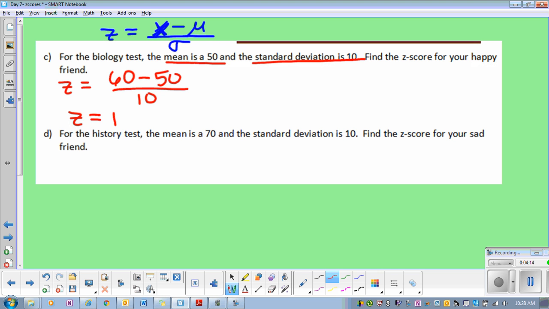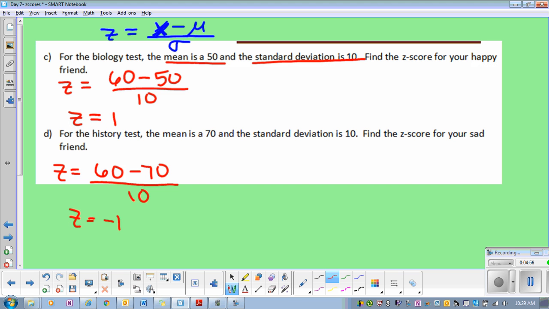Now, history test, sad face. Let's find this person's z-score. This person also scored a 60. But the mean for the history test is what? 70. So 60 minus 70, divided by the standard deviation, which is also 10. So what is the z-score? Perfect. So she was 1 point below the average and the other one was 1 point above the average.